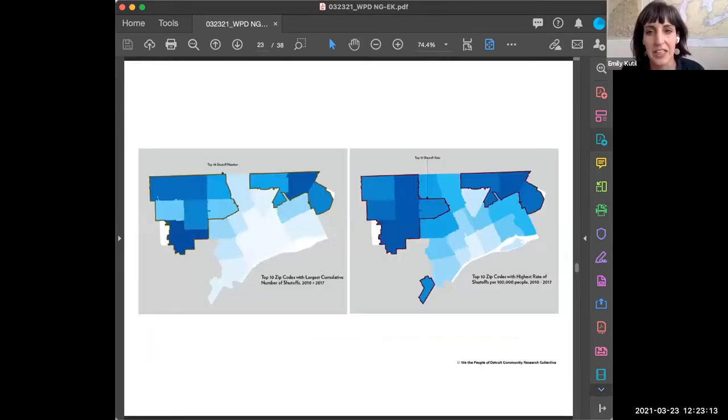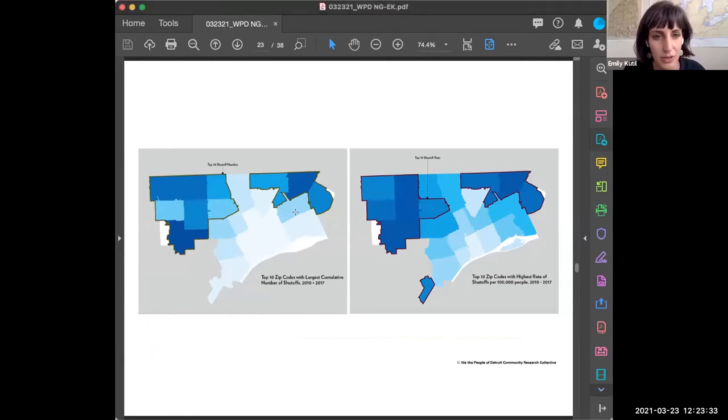And so most recently, this past year, we did some really, really fast turnaround research looking at the relationship between COVID-19 and water shutoffs. And so we're actually working on publishing this work right now. First, we looked at parts of the city that were most impacted by water shutoffs.